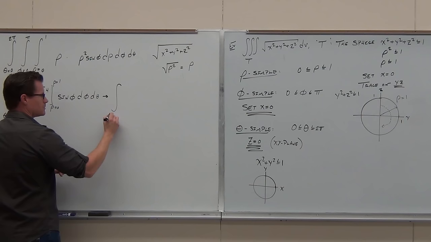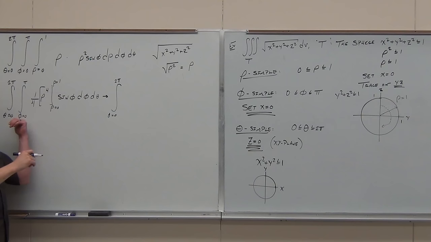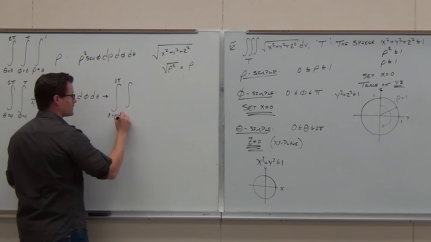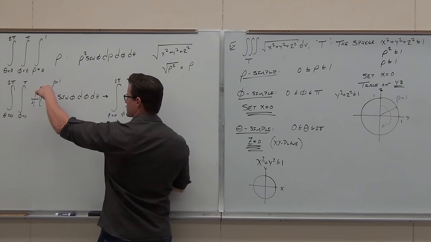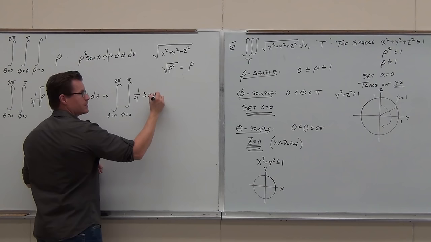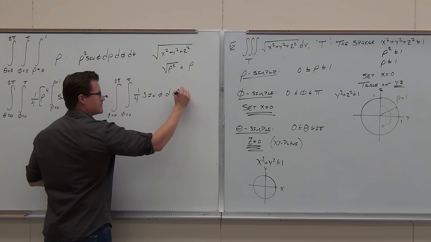It helps me to write these things down every time so I don't get the angles messed up in my head. It happens to me a lot, to be honest with you, so I want to give you that advice also. If I plug in, 1 to the 4th is 1, 0 to the 4th is 0, so we get 1/4 sine, and make sure you got this right, sine phi, d theta. So far so good, yes or no?